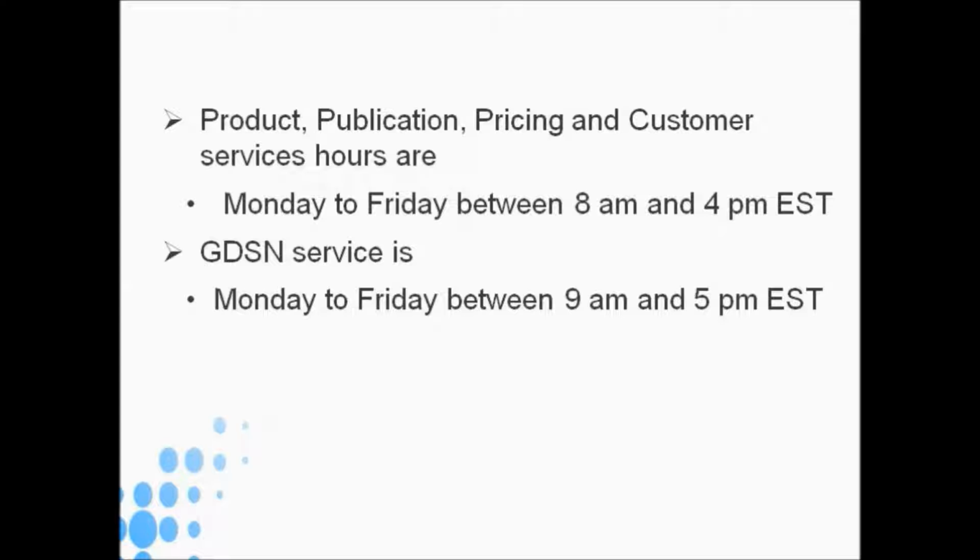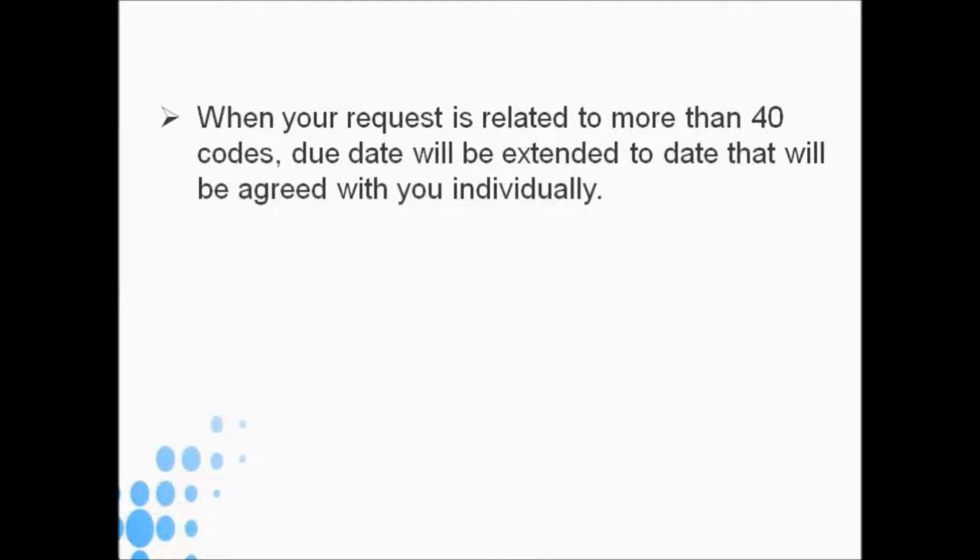For product, publication, pricing, and customer services, hours are Monday to Friday between 8 a.m. and 4 p.m. Eastern Standard Time, and for GDSN service between 9 a.m. and 5 p.m. Eastern Standard Time. Remember that when your request is related to more than 40 codes, the due date will be extended to a date that will be agreed with you individually.